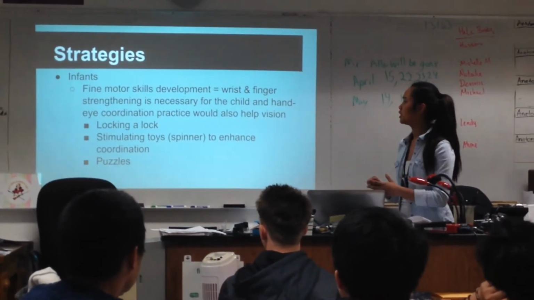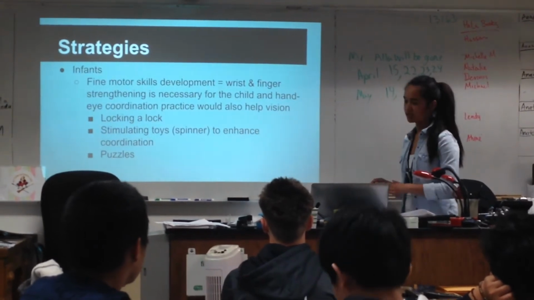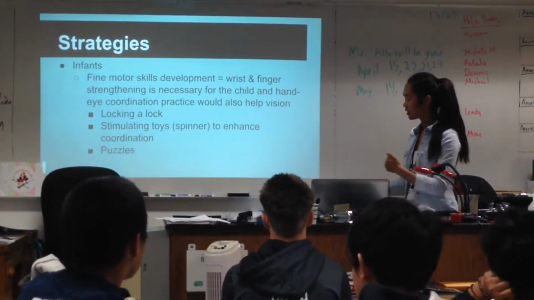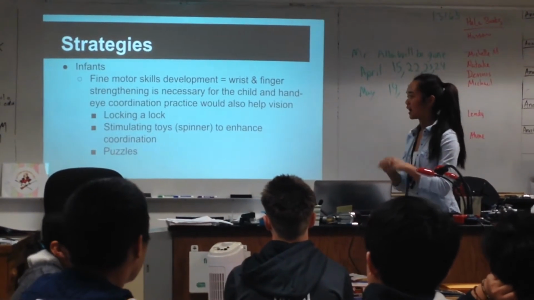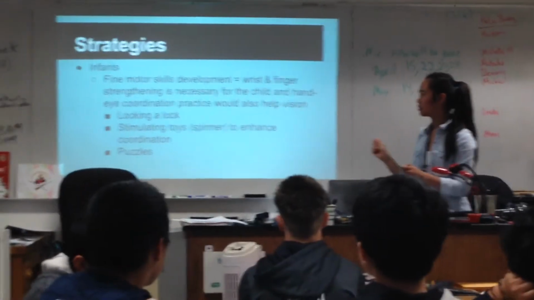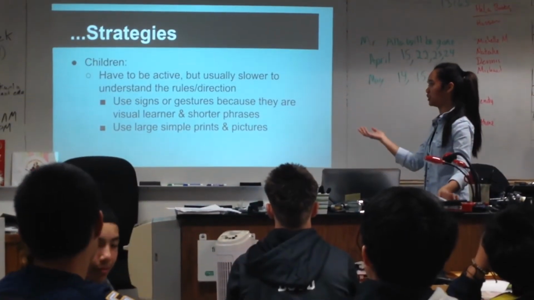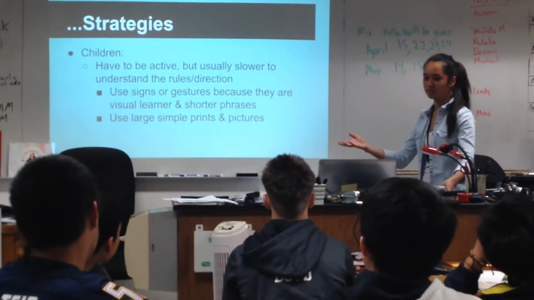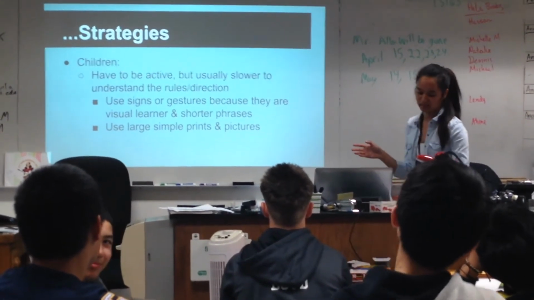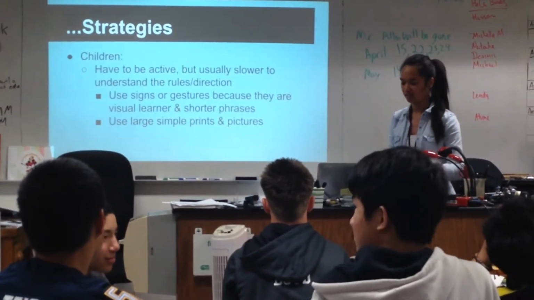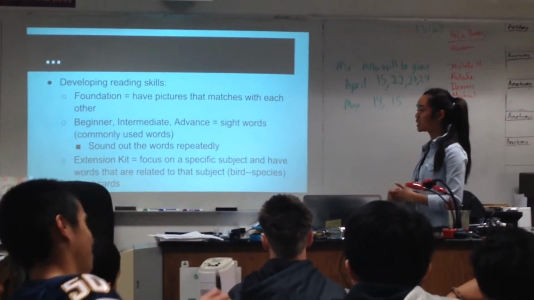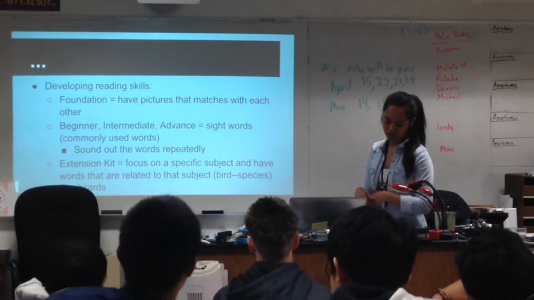Now, if you were to work with someone with Down syndrome, starting from infants, because they develop very slowly, you need fine motor skills development, such as wrist and finger strengthening, and eye coordination practice, such as locking a lock. Use stimulating toys such as spinners, because they are visual learners. When you're telling them to do something, use shorter phrases and larger prints and pictures so they are able to understand.